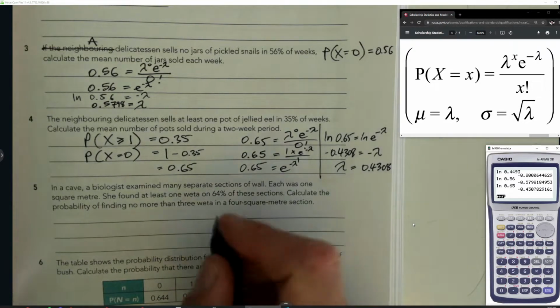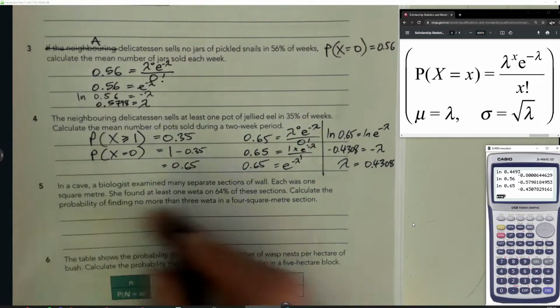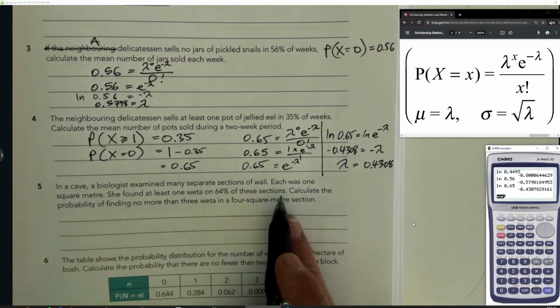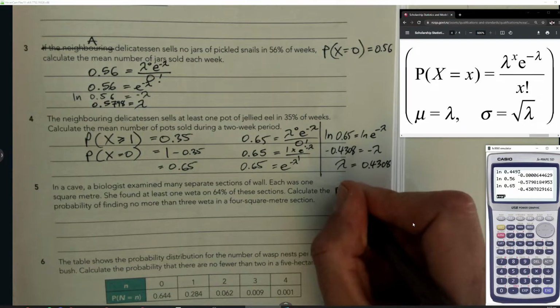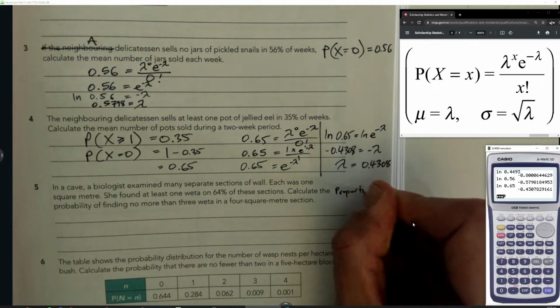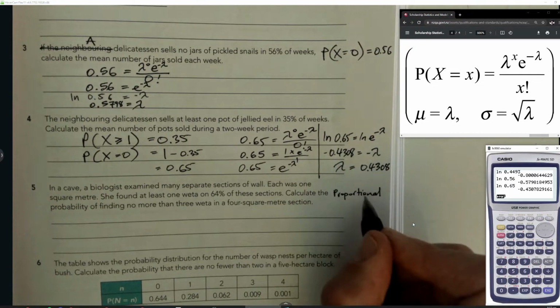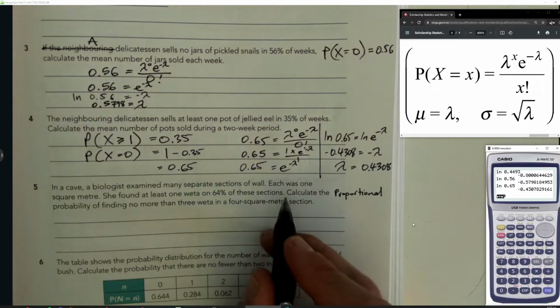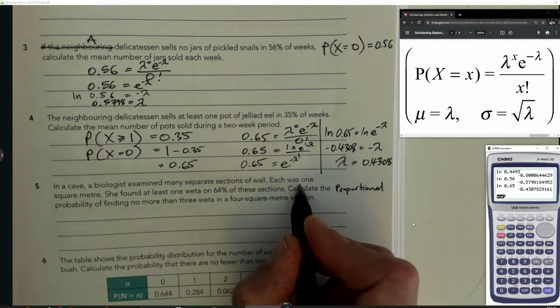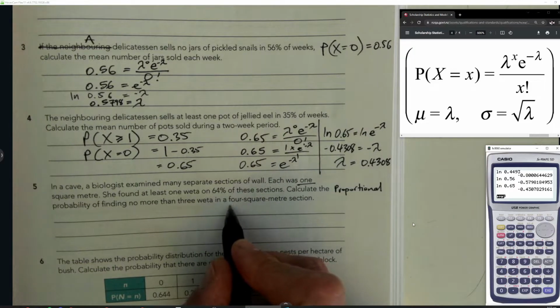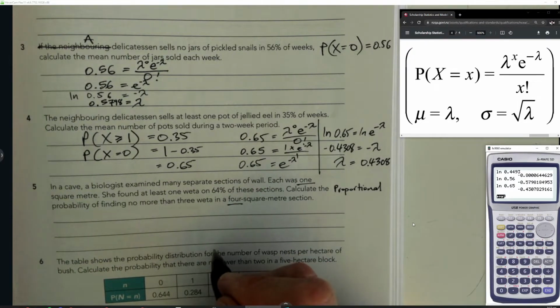Okay, so look at this. Oh no, I don't want to tell you this. It just uses the fact that it's proportional, right? That Poisson is proportional. They're first looking at 1 square meter, and now they're asking you about 4 square meters.